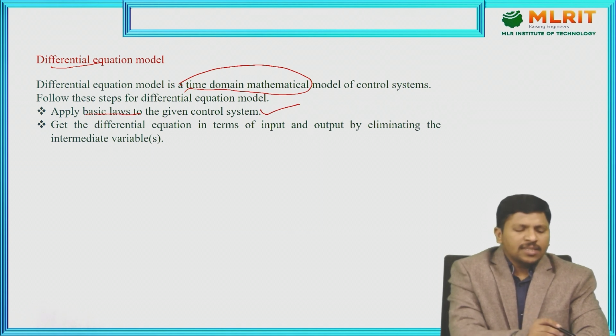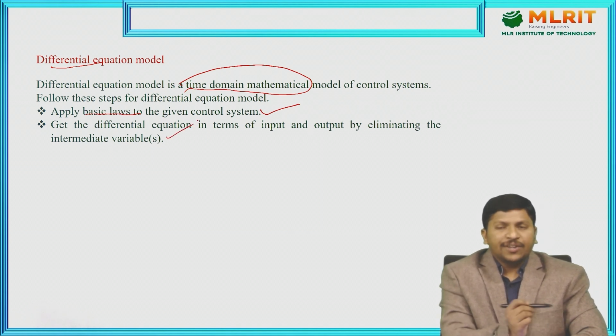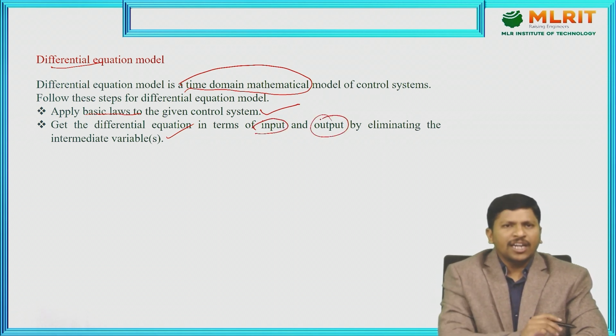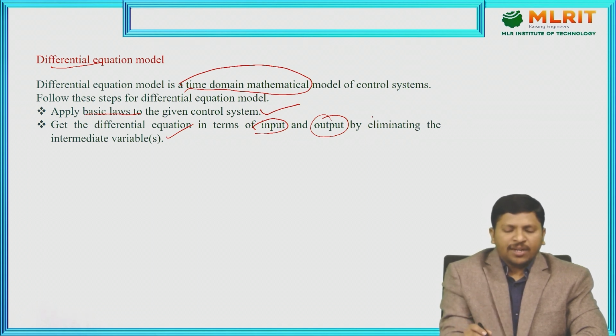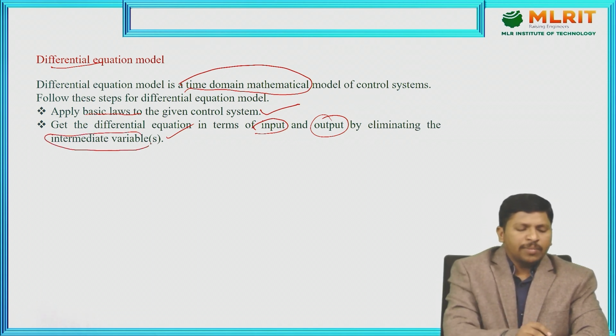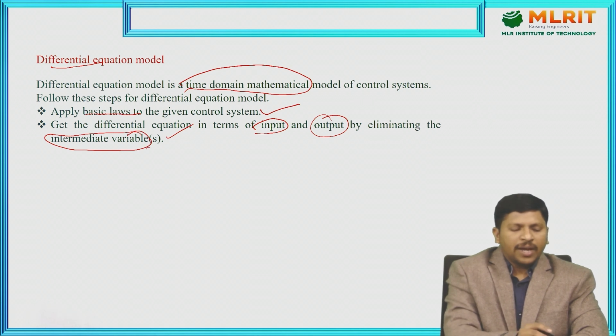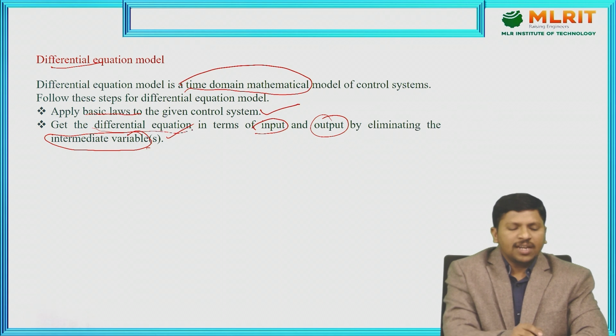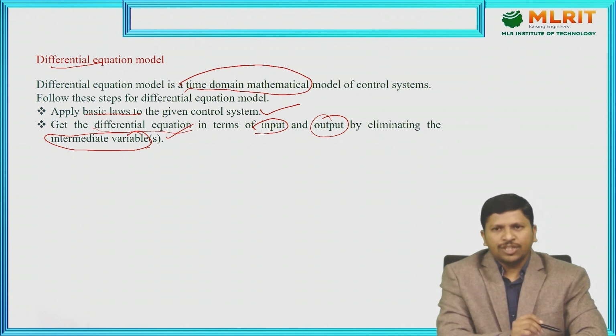The second step is to get the differential equation in terms of input and output by eliminating the intermediate variables. If any intermediate variables are available, they are eliminated by applying the laws. Then we finally get the differential equation. These two steps need to be followed to design any differential equation model.